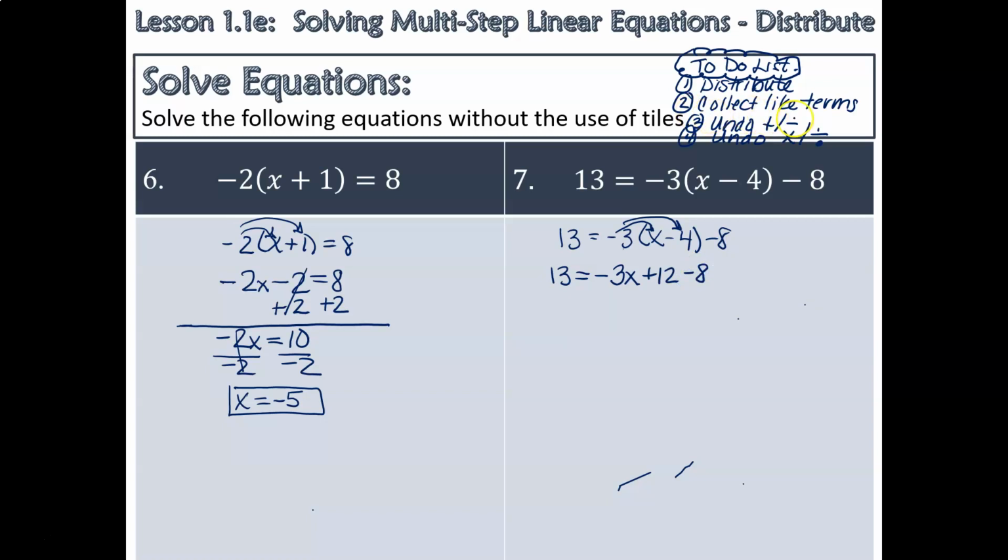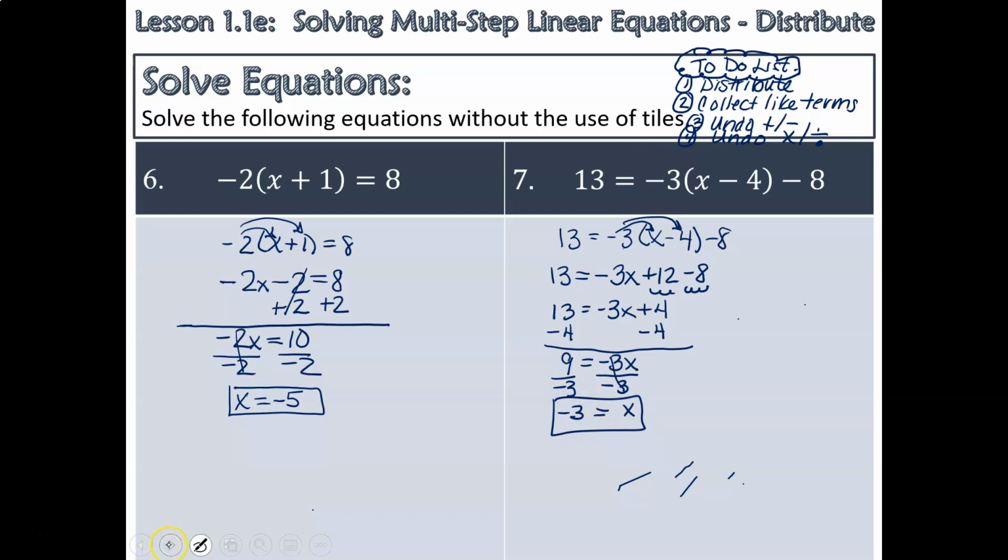Now I'm going to go to step 2, collect like terms. So my constants are like here. So I'm going to rewrite that and squeeze that down. 12 minus 8 is 4. Now I'm on step 3, undo any addition and subtraction. So I'm going to subtract 4 from each side. 13 minus 4 is 9 equals negative 3x. Make sure you copy the sign. I'm going to divide by negative 3x. Take that negative sign with you, or negative 3. So x is negative 3.